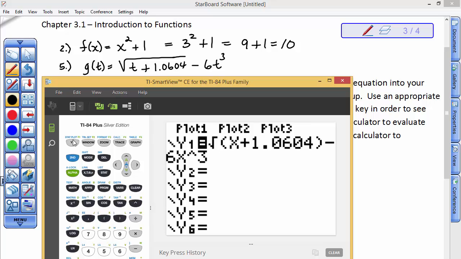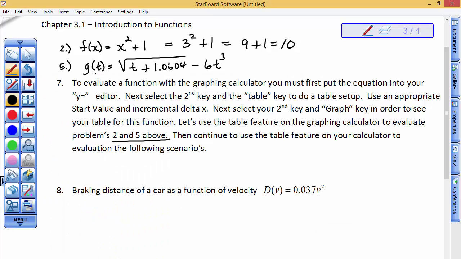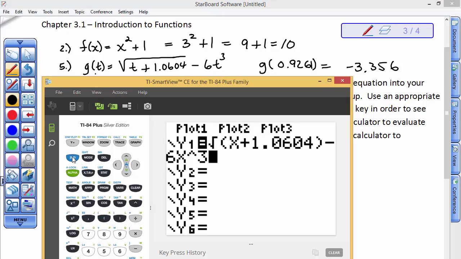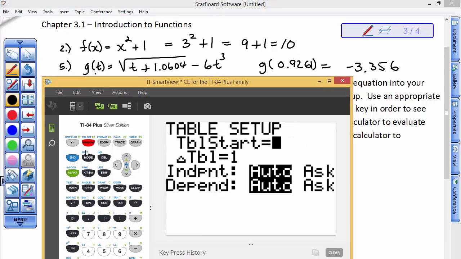Now, if you recall, we evaluated that problem with a real weird number. We found g of 0.9261. And we got an answer of a negative 3.356 when we did that calculation. So I'm going to go second, table setup, in order to start my table. Now if I just wanted to put 0 in and 1 in and 2 in and 3 in, then I'd go second table.